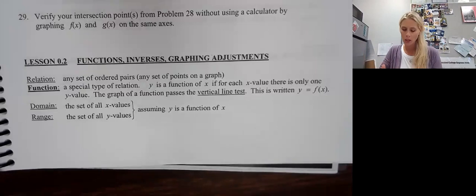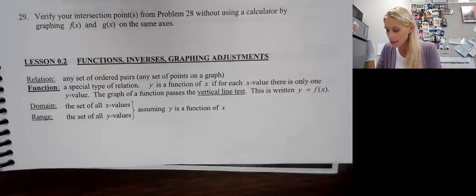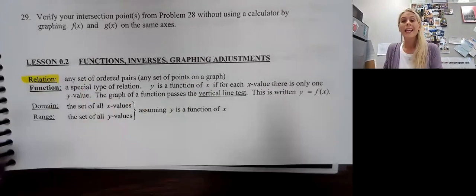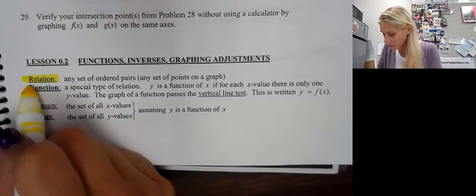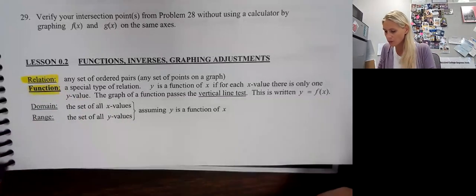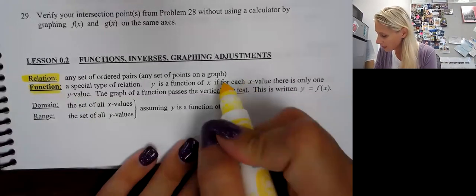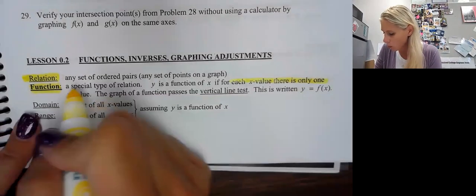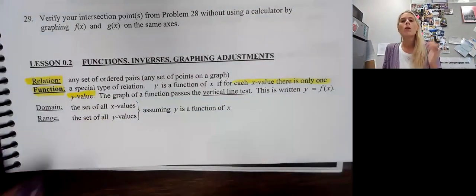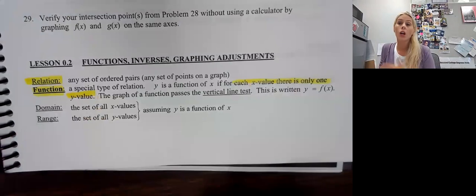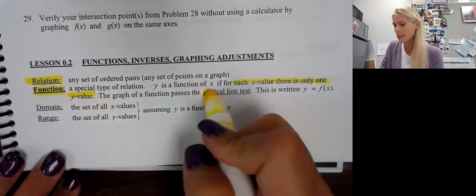A relation. A relation is any set of ordered pairs, so x comma y. A function specifically is a type of relation. So for every x, there is only one y value. So for each x, there's one y value, okay? Which we found out earlier, a couple of years ago, that one of the ways to do this was using the vertical line test, right?